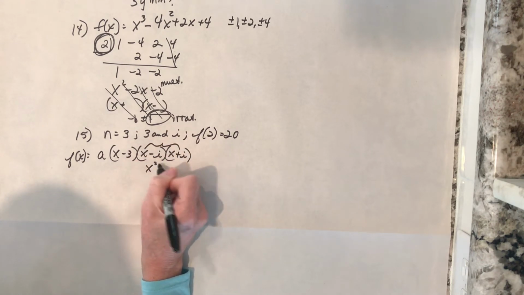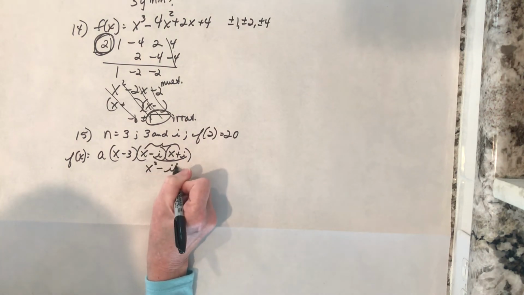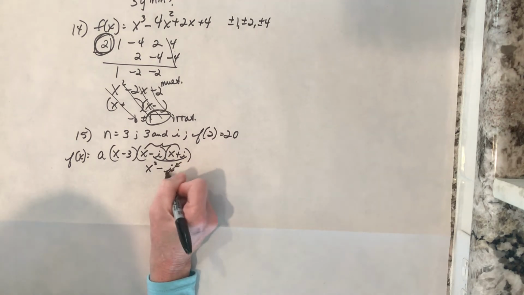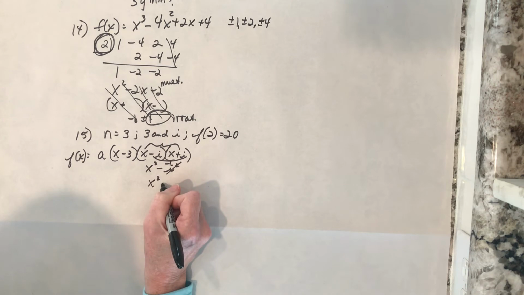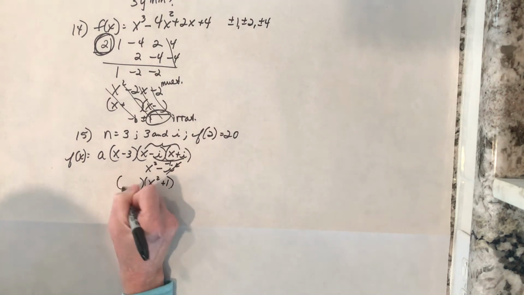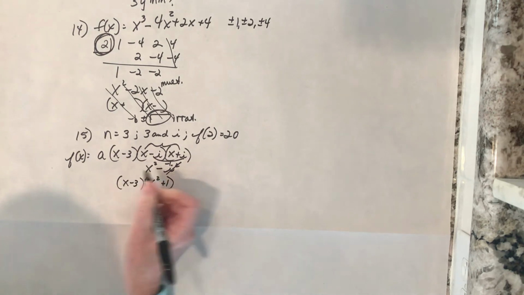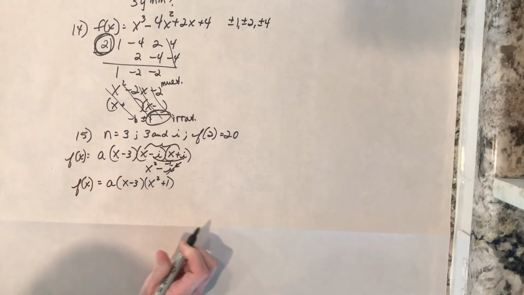x times x is x squared. Outside and inside cancel out. And then the last is negative i squared. Remember, i squared is a negative 1, and then we multiply these two. So we have x squared plus 1 happening there. Bring in the x minus 3. And then we've got this a equals f of x.